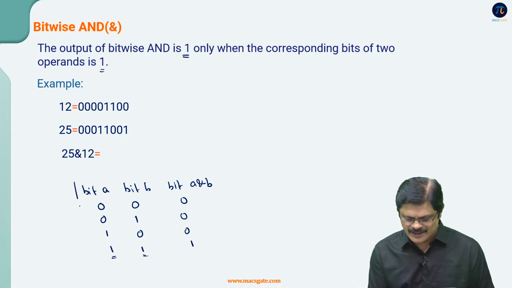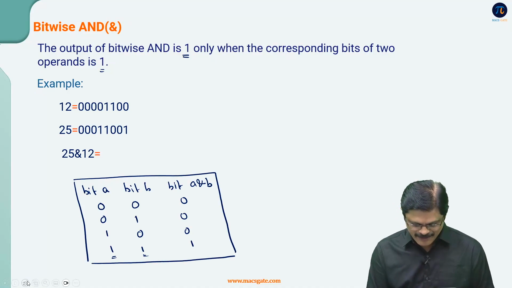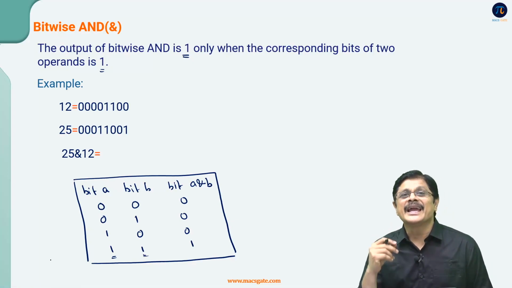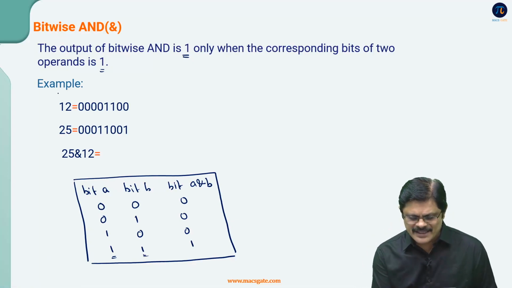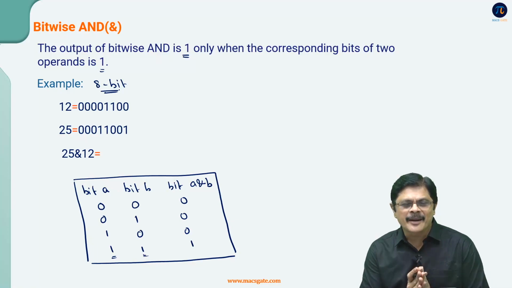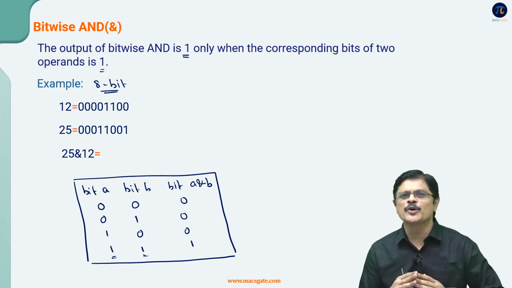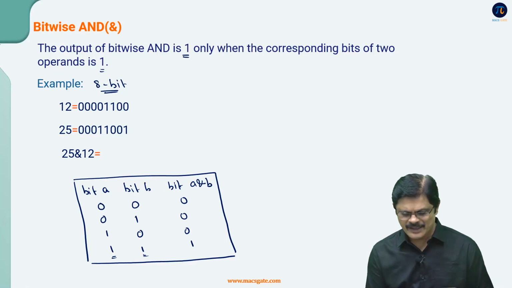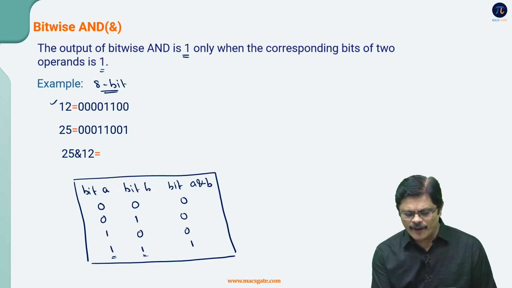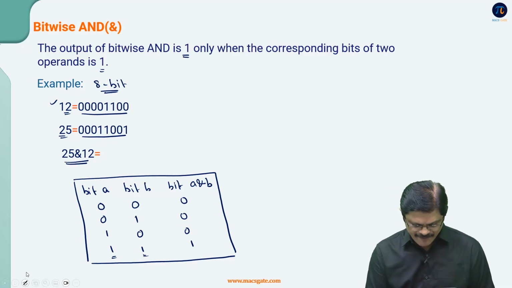So, that is the bitwise AND table, for the corresponding bit positions of A and B. Now, look at this, here I am considering 8 bit numbers. It is the binary representation of a number using 8 bits. Suppose you want 16 bits, you can write 16 bits also. Here, for easy understanding, I am considering 8 bit numbers. This is the binary format of 12 and this is the binary format of 25. I want the bitwise AND operation between 25 and 12.